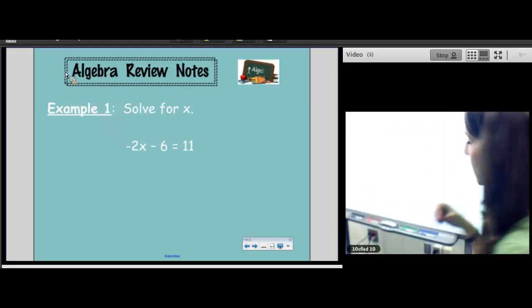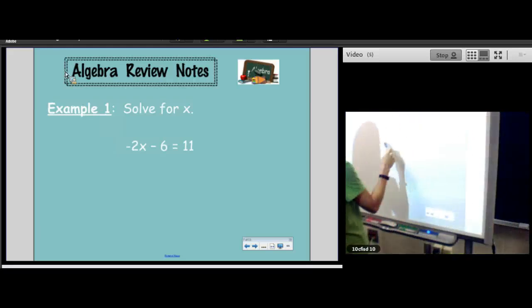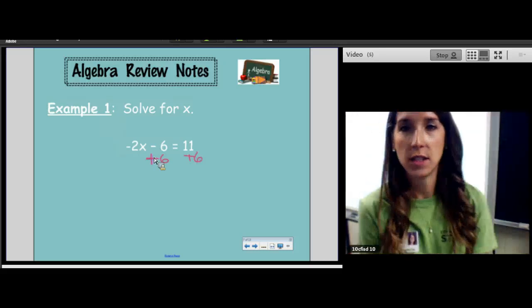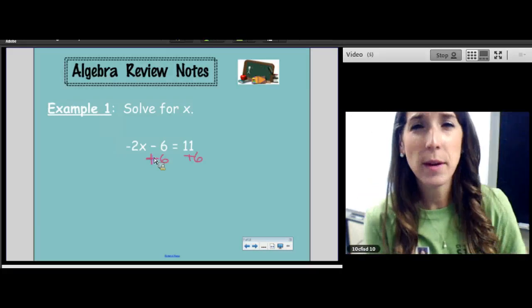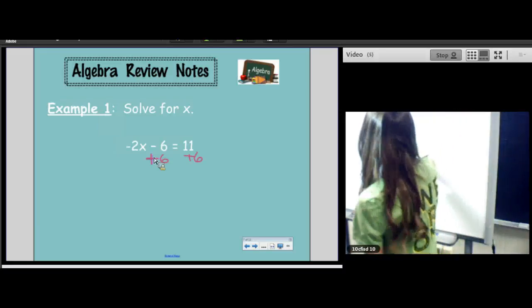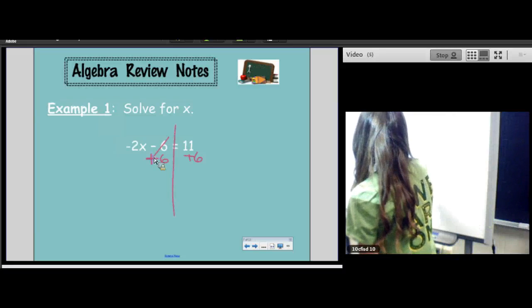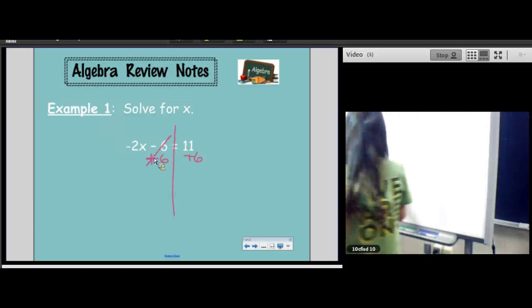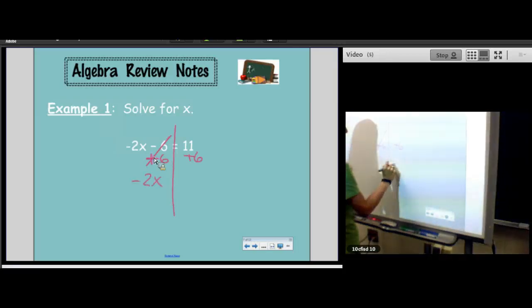So this one is really straightforward. The opposite of -6 is +6. So to move stuff away from x, I'm trying to find a color that works well on here, sorry. We are going to do the opposite of -6, which is +6. And you know the rules. Whatever you do to one side, you must do to the other side of the equation. If you need to draw this line, if that helps you, you can draw it. These are going to cancel because negative 6 plus 6 is 0. So on the left, you're going to have negative 2x. And on the right, you're going to have 17.